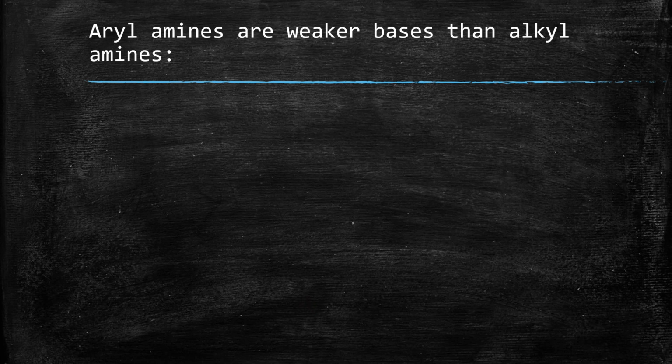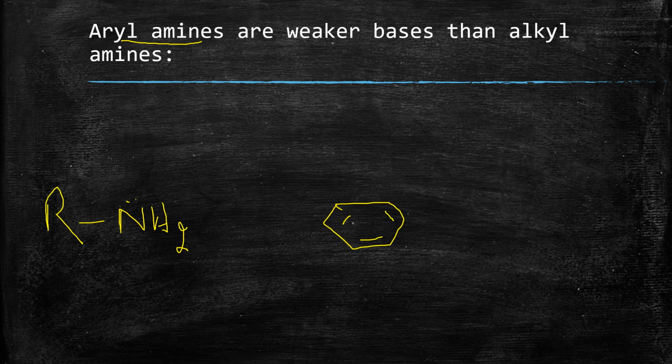Now let's see the aryl amines, their basic character in comparison to alkyl amines. If we see an alkyl amine, NH2, let's take the primary one, and let's take an aryl amine, let's take aniline. Here you get something like this, and NH2. This is an aryl amine named aniline.